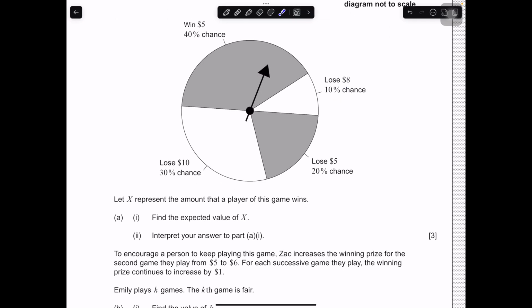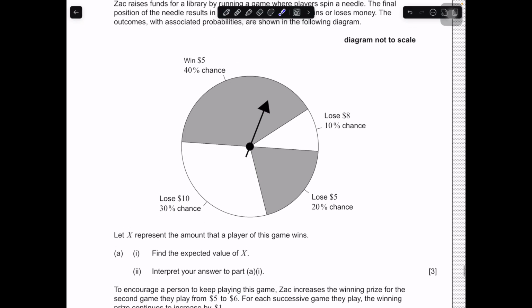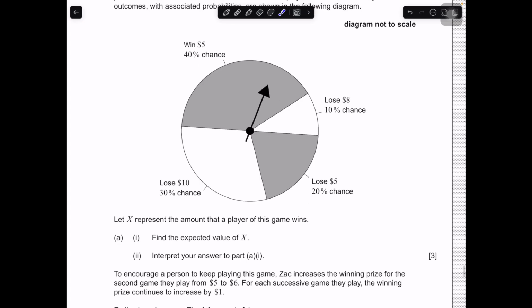Let x represent the amount that a player of this game wins, and then part A asks us to find the expected value of x, and then part 2 asks us to interpret the answer here. Okay, so here we see 40% chance of winning 5, 10% chance of losing 8. We're not just going to add up the probabilities or anything like that. Remember, for expected value, we want to come up with something like a weighted average.